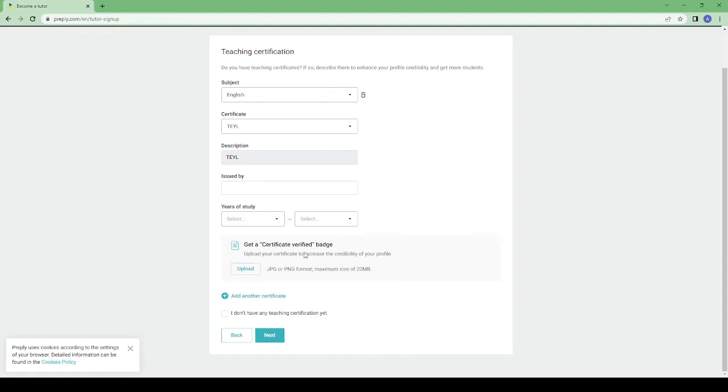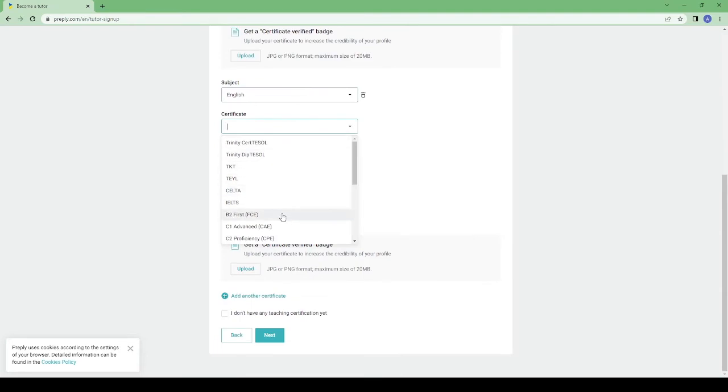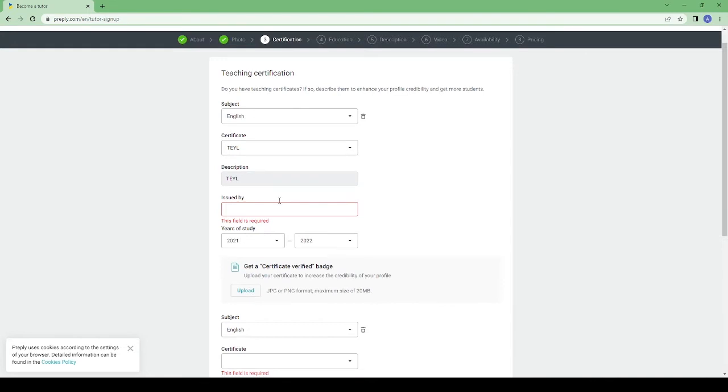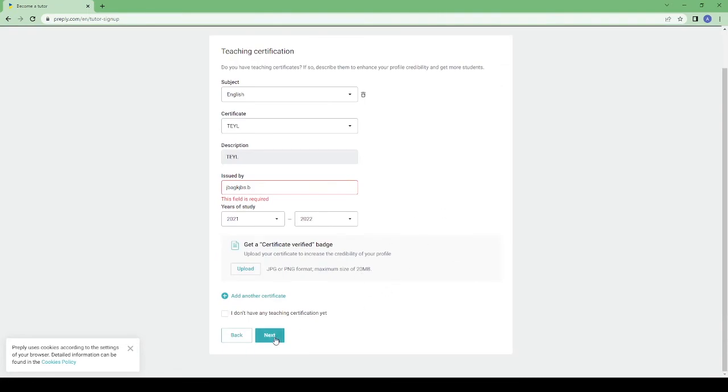Yan. And then the years of study, for example, 2021 up to 2022 you studied. Or maybe 2022 to 2022. And you can add another certificate. For example, TESOL. What's the subject? English. What certificate? IELTS, like that. Next. Okay. You need to fill this in. Blah, blah, blah, for example.